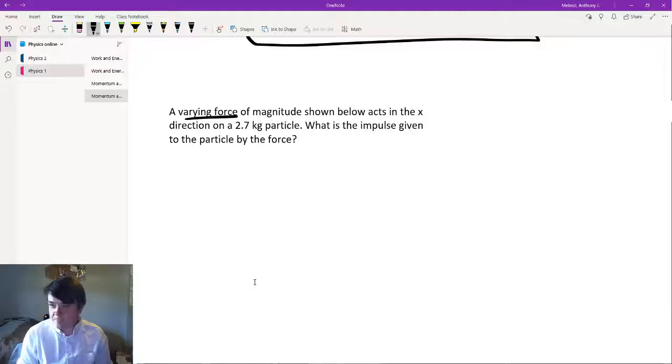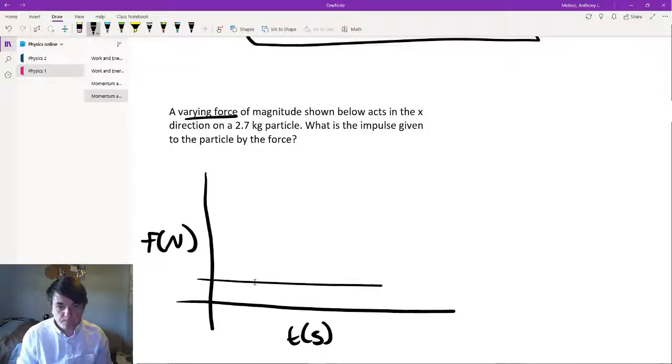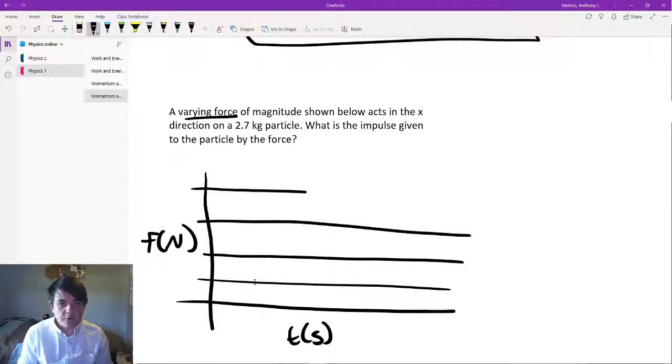So once again, we need impulse, right? These types of problems are set up like this, where, if it's a varying force, you need to be told how the force is changing with time. And so I'm just going to set up a really quick little graph to show you how it's changing with time.